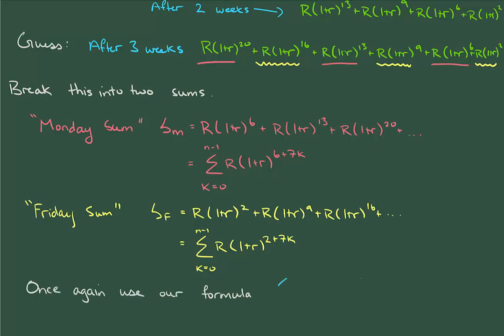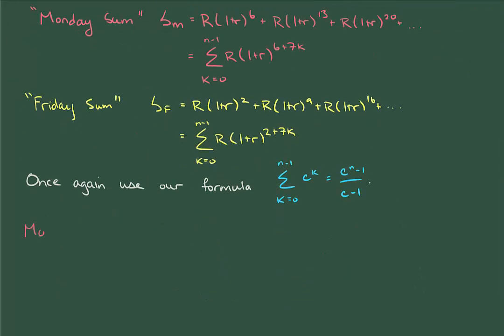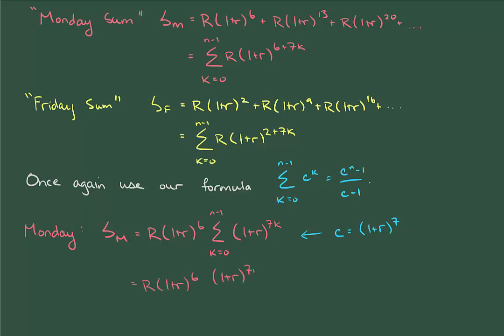So let's recall our formula for a finite geometric series. We want to use this for our Monday sum, but our Monday sum isn't perfectly a geometric series, so we're going to have to manipulate it a bit. By factoring out this 1 plus r to the power of 6 term, what's left over is a geometric series with a common ratio of 1 plus r to the 7. So using this formula gives us the following.